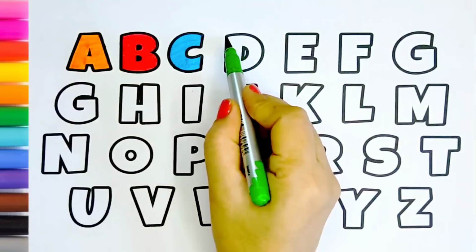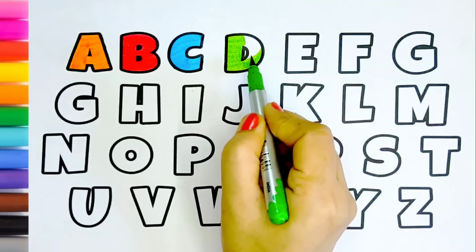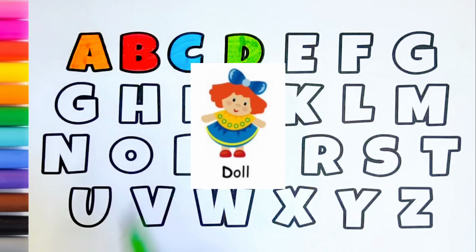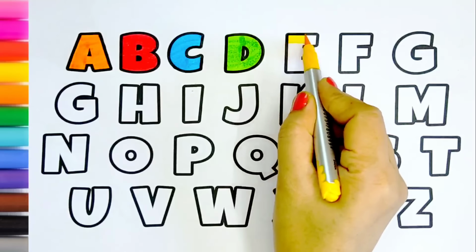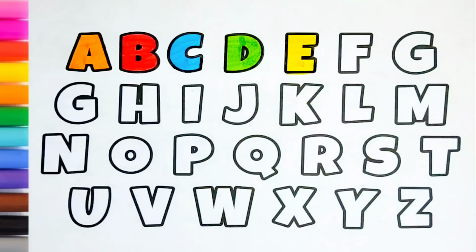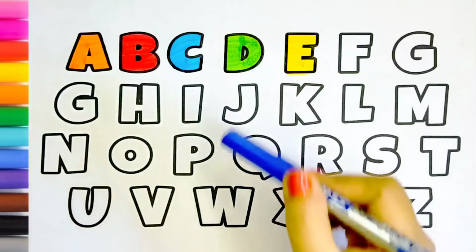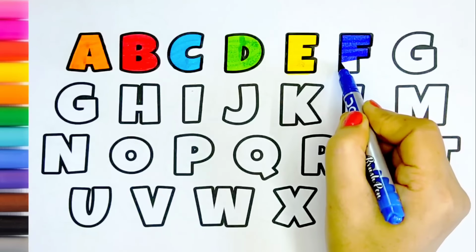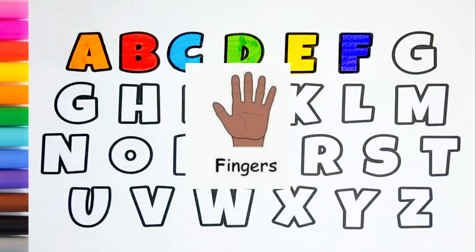Light green color. D. D for doll. Yellow color. E. E for yarn. Blue color. F. F for fingers.